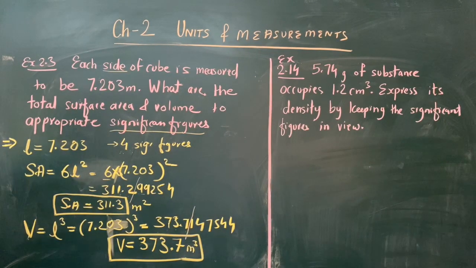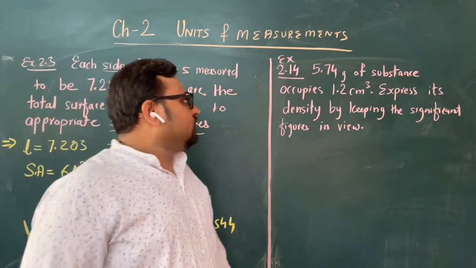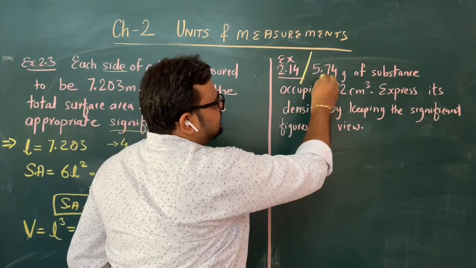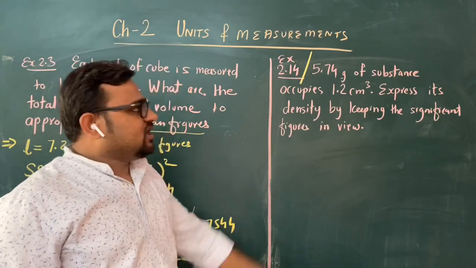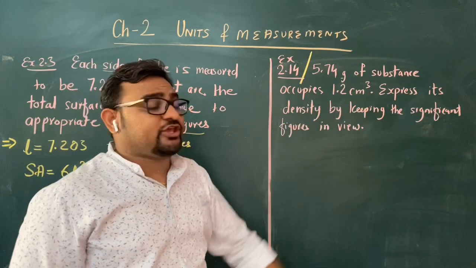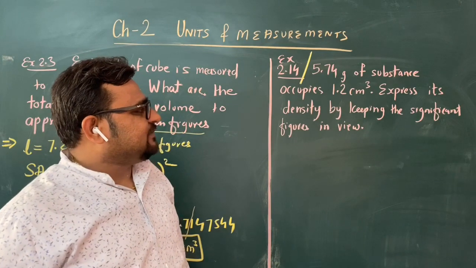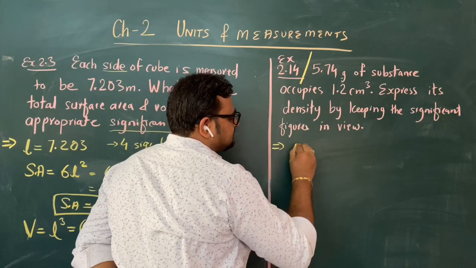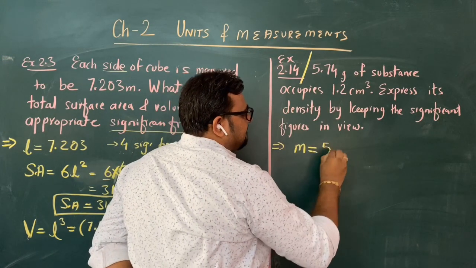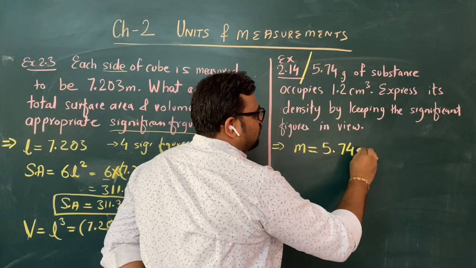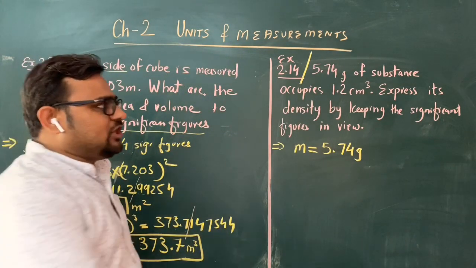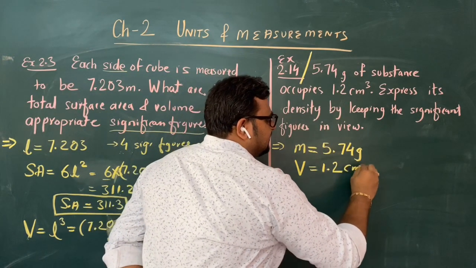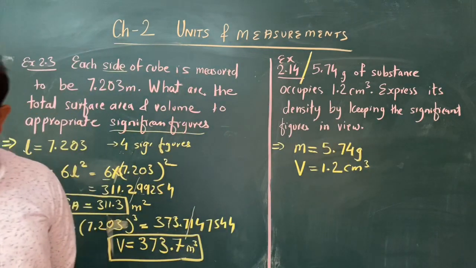Okay, now let's move to the next one. That is example number 2.14. See, 5.74 gram of substance occupies 1.2 centimeter cube. Express its density by keeping the significant figures in view. So what is the mass of the substance? 5.74 gram. What's the volume? V is equal to 1.2 centimeter cube.